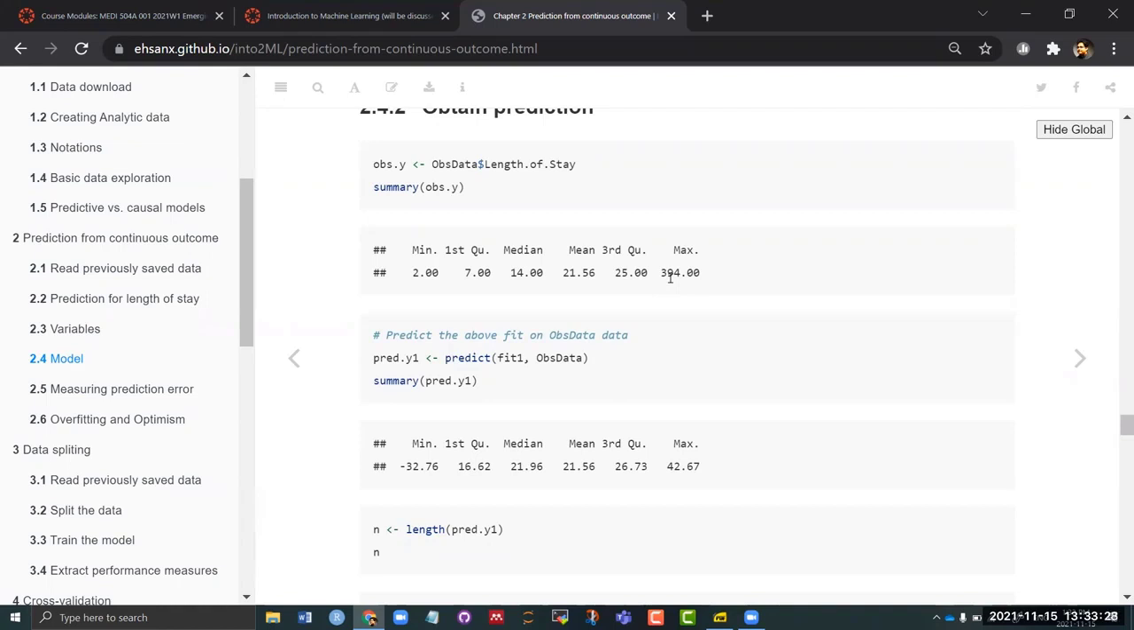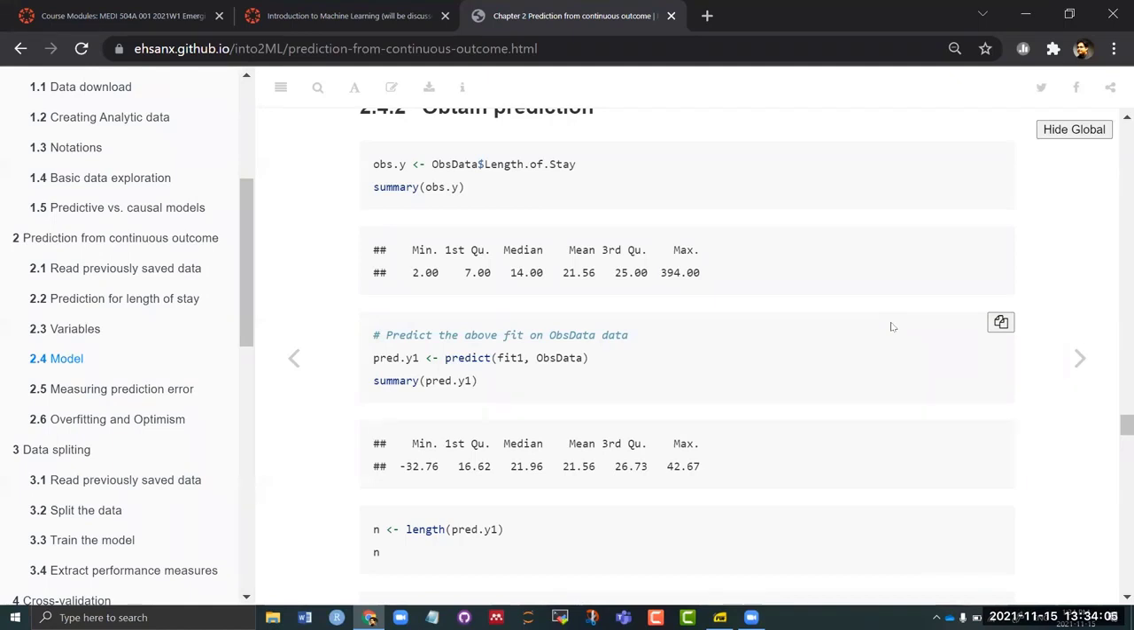And then you can get the summary of the prediction, and you can get the summary of your original outcome. See, if you look at the original summary, the length of stay stayed between 2 to 394 days. When you predict using the model, you could stay minus 32 days in the hospital. What does that mean? I don't know. Also the maximum is 42, whereas the maximum was closer to 400 days over there.